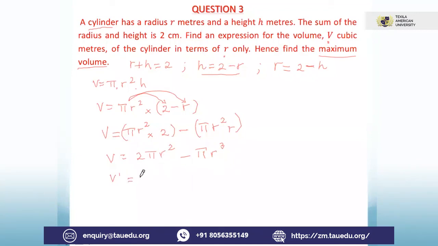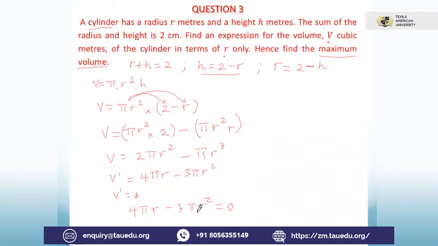So we say 2 times 2 is 4. Then we have pi r. Then 3 times pi will give us minus 3 pi r to the power of 2. Okay, but it must be equal to 0. So our first derivative must be equal to 0. So we can have 4 pi r minus 3 pi r squared is equal to 0.